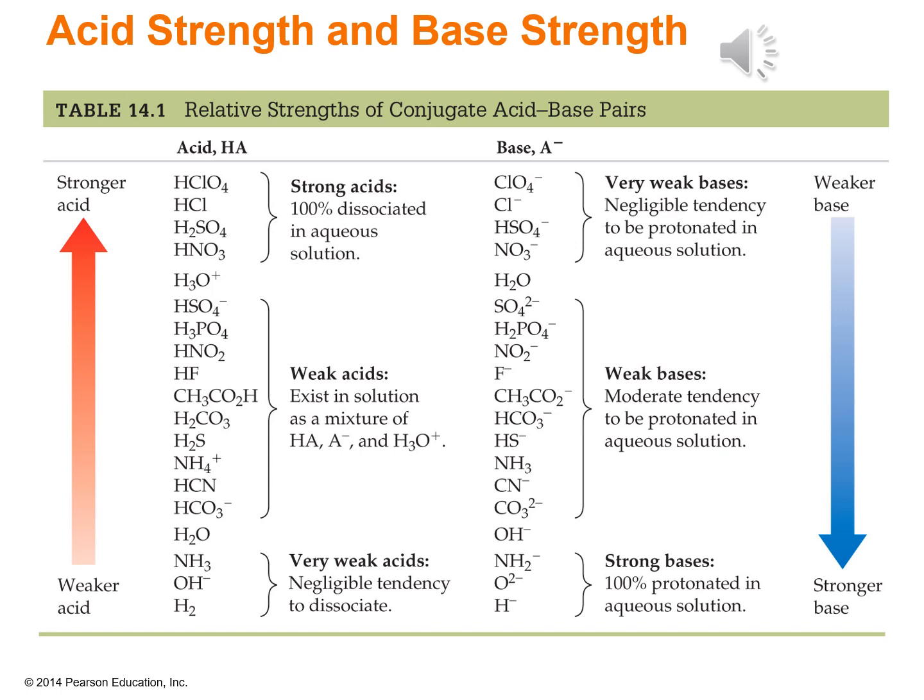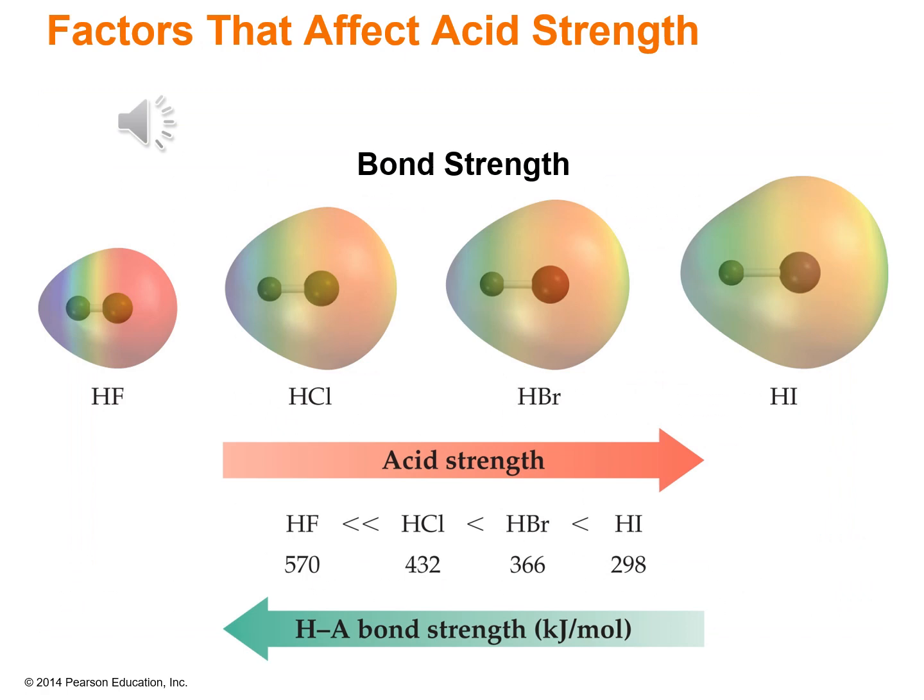Here's a table that shows the relative strengths of acids and bases. Be sure to memorize the strong acids and the strong bases. Why is one acid stronger than another? It has to do with the strength and polarity of the bond. In general, the weaker and more polar the bond, the stronger the acid.